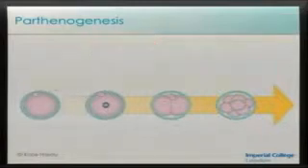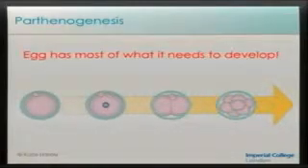Now, this is important because it demonstrates that the egg has most of what it needs to develop. It has everything there, bar the stimulus to start it cleaving. Now, it does definitely need a sperm because these embryos are incapable of developing to full term. And you need the DNA from the sperm, which is marked in such a way that enables development to go all the way through.